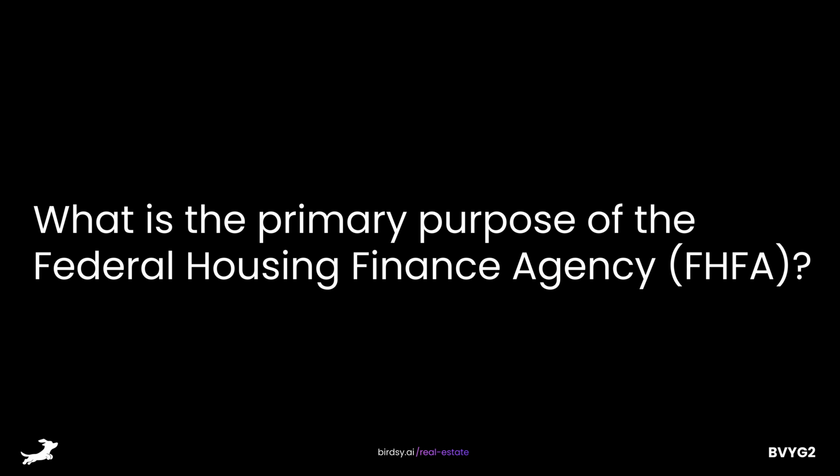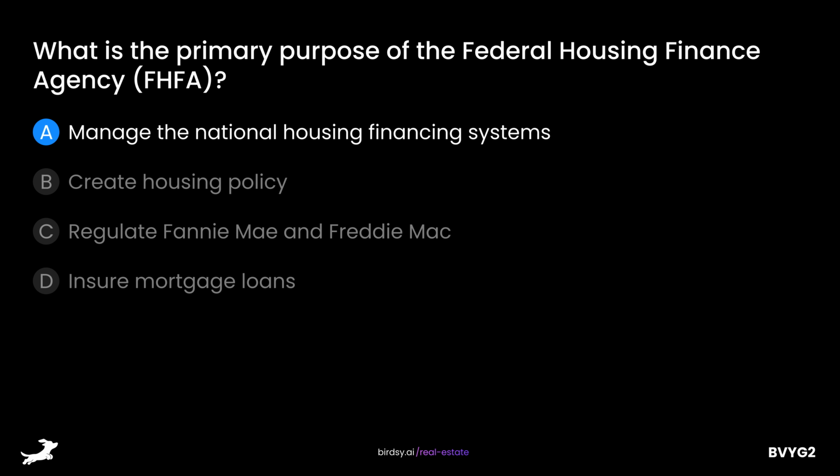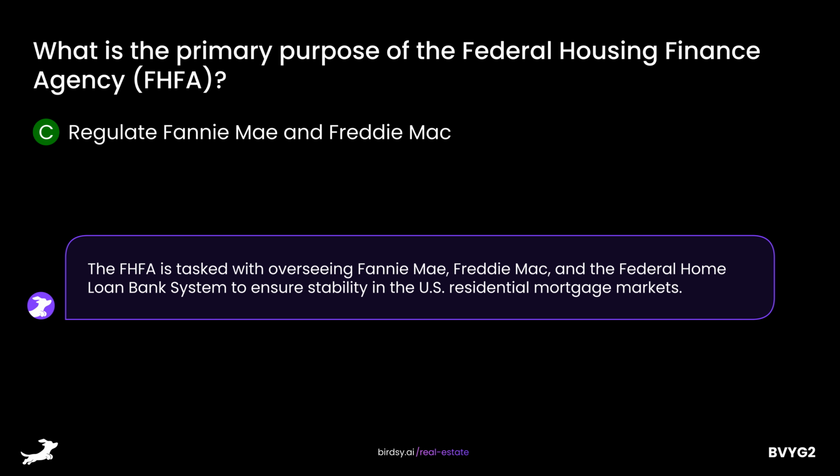What is the primary purpose of the Federal Housing Finance Agency? Is it A, manage the national housing financing systems? B, create housing policy? C, regulate Fannie Mae and Freddie Mac? Or D, insure mortgage loans? The answer is C, regulate Fannie Mae and Freddie Mac. The FHFA is tasked with overseeing Fannie Mae, Freddie Mac, and the Federal Home Loan Bank System to ensure stability in the U.S. residential mortgage markets.